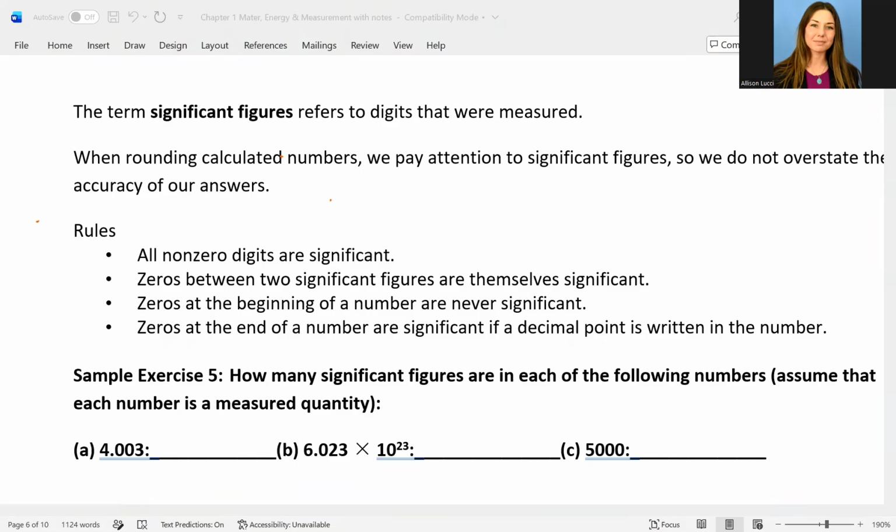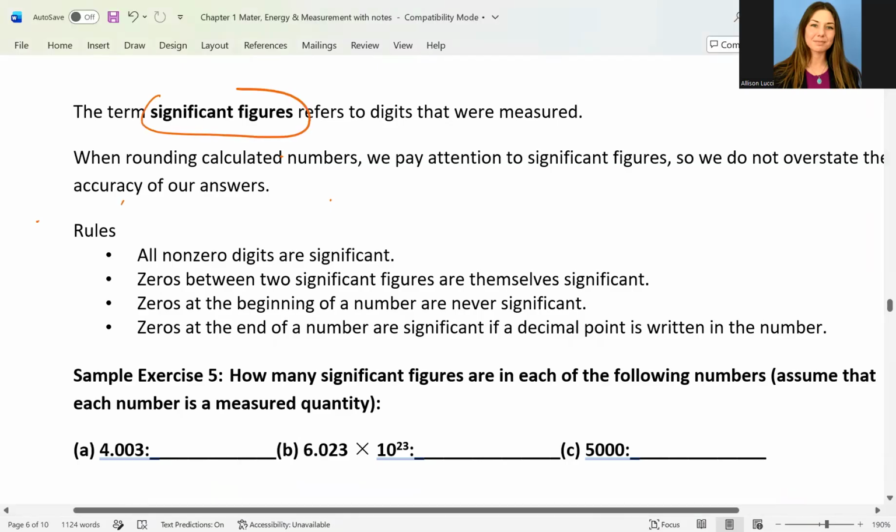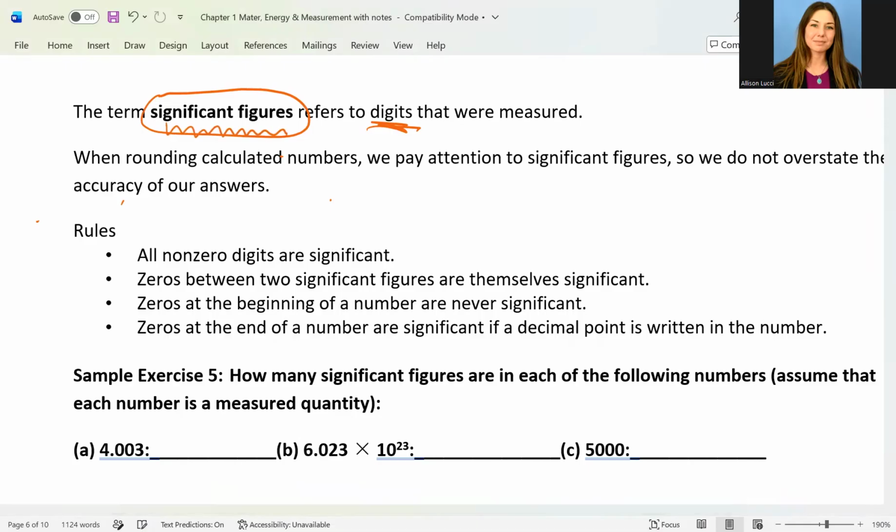In this video, we're going to talk about some rules that are associated with the term significant figures. If you recall, a significant figure references digits that were measured. So when you take a measurement, such as on a balance or reading a graduated cylinder or any other types of measurements that you can take, there's a certain level of precision associated with that, which gives us this number of significant figures. We never want to overstate the accuracy of our answers. That's why we are always concerned with the correct amount of significant figures.